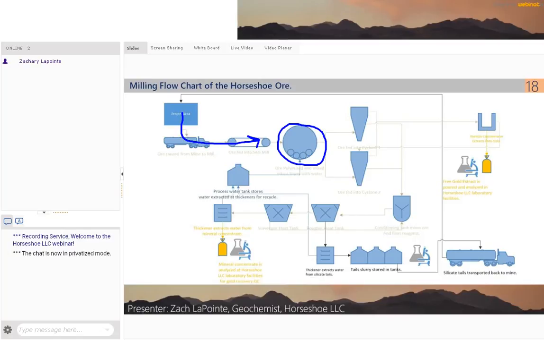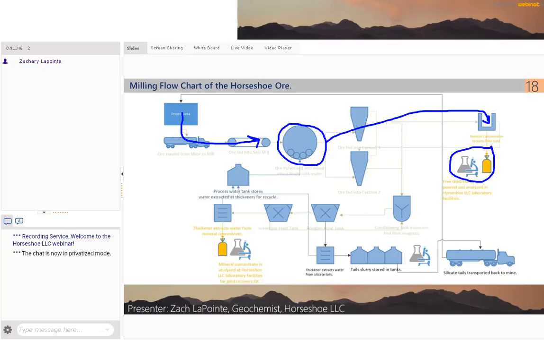The first step in our processing after the SAG is to introduce our solution into the Nelson concentrator. This is where we extract the free gold, the easy to get at gold, which we test in our laboratory facilities for our concentration of gold and silver in that material we collect. After our solution and our ore has been passed through the Nelson concentrator, we feed it into a reagent tank.